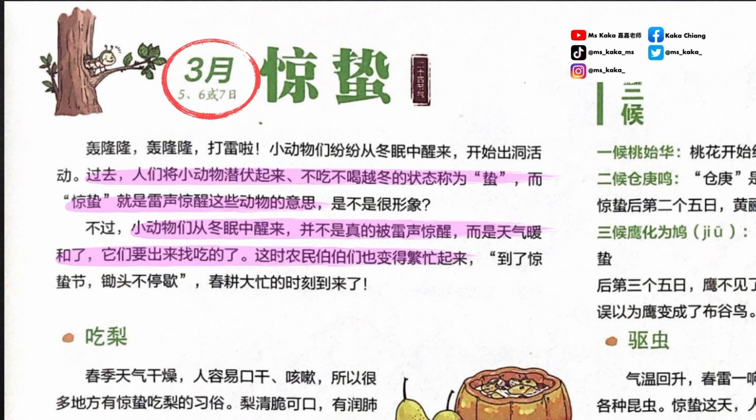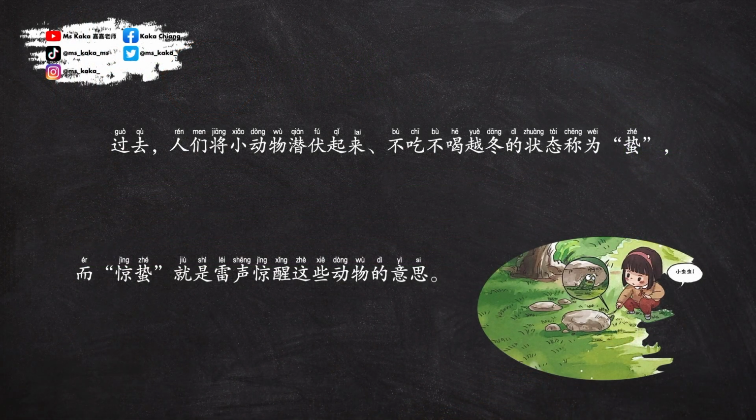过去，人们将小动物潜伏起来，不吃不喝越冬的状态称为蛰，而惊蛰就是雷声惊醒这些小动物的意思。过去 in the past, 潜伏 literally means to hide, while in this context it refers to hibernation during the winter months. 起来 is a directional complement used after a verb to indicate that the action has been completed. So the phrase 潜伏起来 means to hide for hibernation, 越 to live through, 越冬 to live through winter months. 状态 state, 称 to name, 为 as, 称为 to name as, 而 while, which is a conjunction to connect two clauses to indicate a contrast between the two clauses in the context.